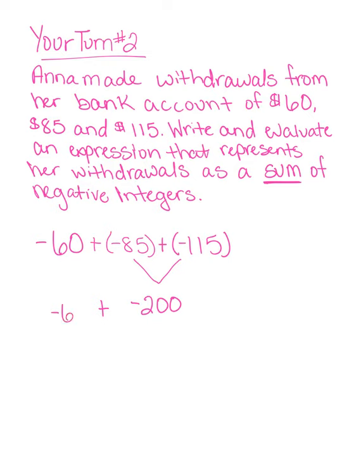And now I'm going to add to that my negative 60. So now my simplified expression here is negative 60 plus negative 200 for a final sum of negative $260. So to put this in context with this problem, Anna withdrew a total of $260.